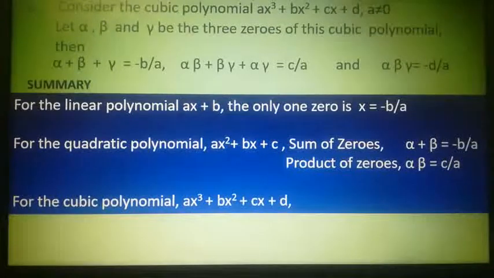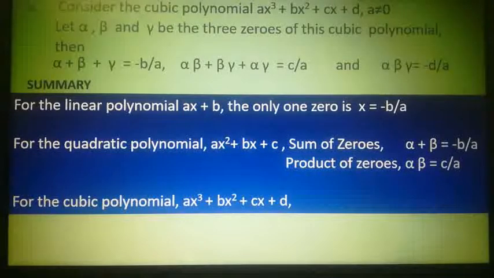So we can summarize the three cases for linear polynomial, quadratic polynomial and cubic polynomial. There are certain relations between the zeros and coefficients of the different terms of the polynomial. For the linear polynomial ax plus b, there is only one relation, that is the zero itself is given by negative of b by a. For the quadratic polynomial ax square plus bx plus c, the sum of the zeros alpha plus beta is given by negative b by a, and the product of the zeros alpha beta is c by a.